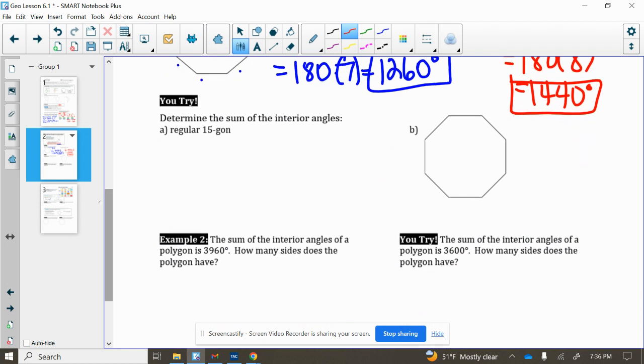So we have 2 examples for you to try. We have a 15-gon, so a 15-sided figure, as well as this octagon, so an 8-sided figure. What are the interior angle sums?